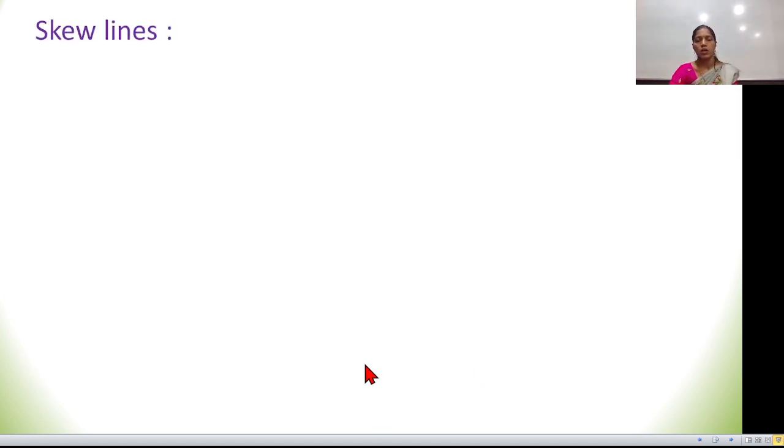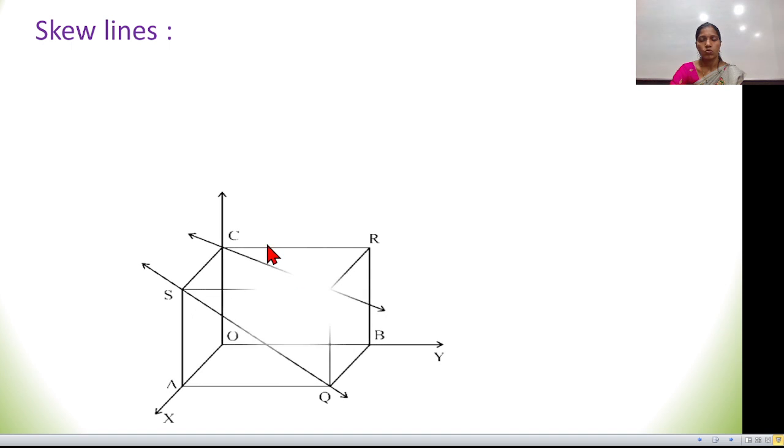Now our next point is a very important point for CET as well as the JEE exam. Let us see the definition of skew lines. In this figure, we are given two lines. This is our first line and this is our other line. Carefully see that these two lines lie on different planes. So skew lines means non-coplanar lines.